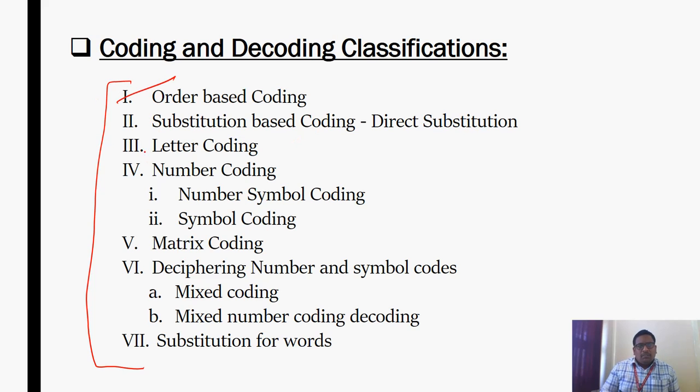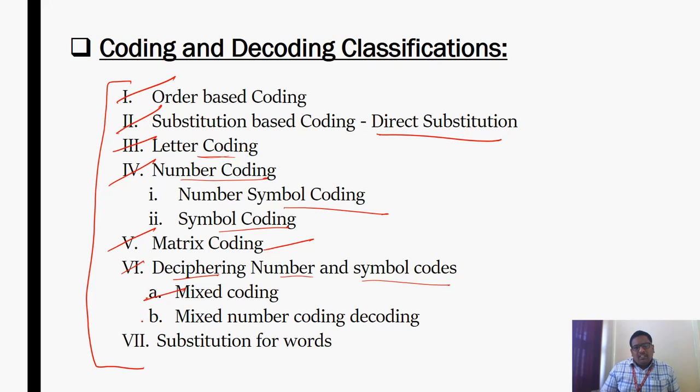The first one is order based coding. The second one is substitution based coding, under which there is direct substitution. The next one is letter coding. The next one is number coding, which again has subcategories such as number coding and symbol coding. Then matrix coding. Then deciphering number and symbol codes, under which we have mixed coding and mixed number coding. The last one is substitution for words. If you prepare these different kinds, in most exams you will be able to answer coding decoding questions.